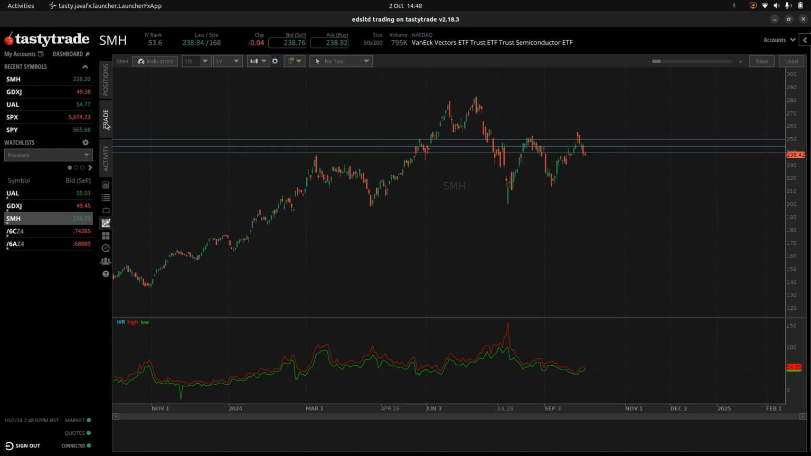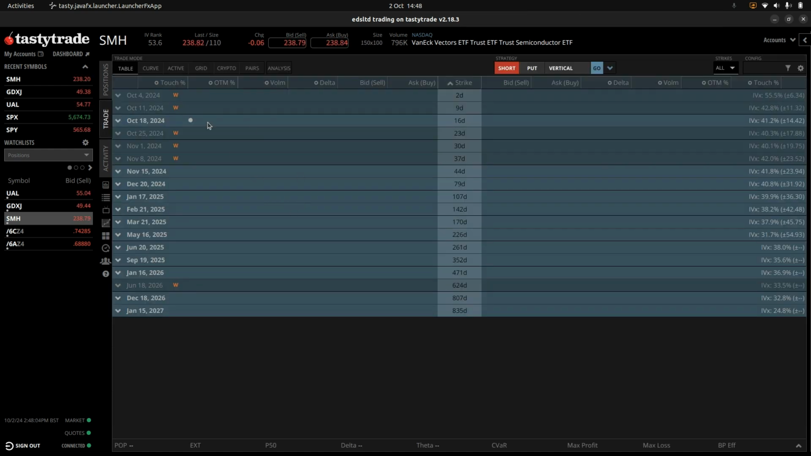So the first thing you want to do is just pull up a list of expirations on an underlying. We're just looking at SMH at the moment. So we've got a list of expirations, weeklies and monthlies. Anything with an orange W is a weekly, anything else is a monthly. We want to stick to the monthlies and we want to be around 45 days out in time.